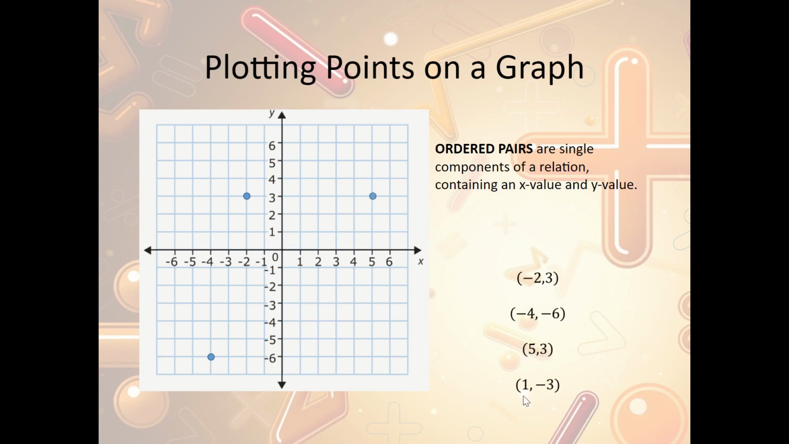And lastly, I have (1, -3). So x is 1, so I'm going to go find 1 on the x-axis, which is here, and -3 on the y-axis, which is here. And I plot that point. And now I have plotted all 4 of these ordered pairs.